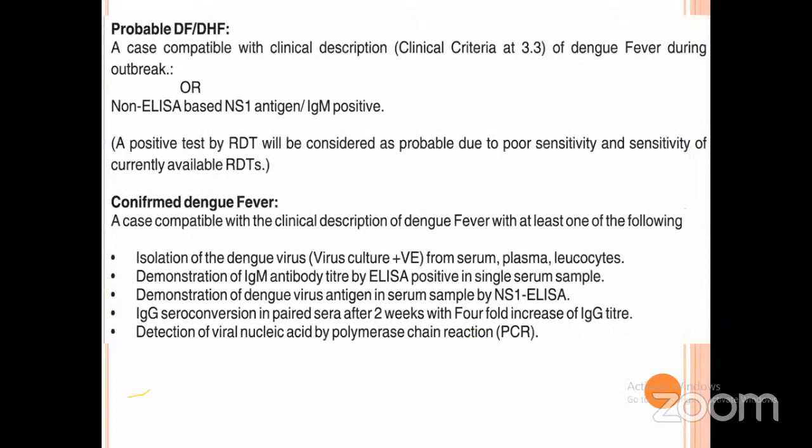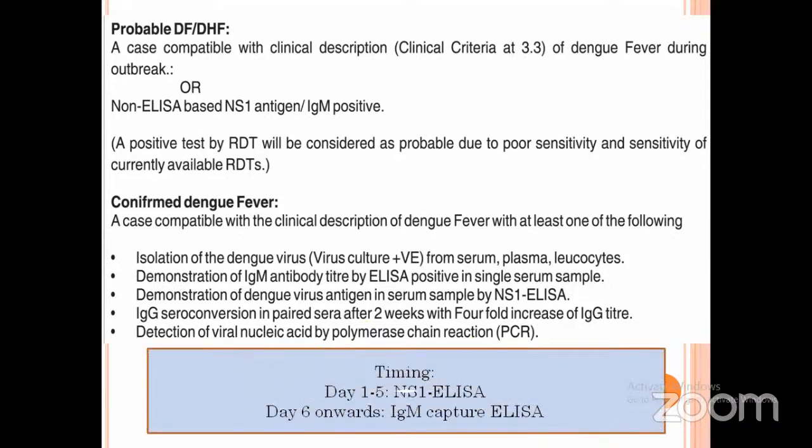Regarding confirmation of dengue, if you have a clinical picture suggestive of dengue, or a rapid test positive for NS1 or IgM, you can label them as probable dengue. But to confirm dengue, you need any one of the following: isolation of dengue virus, demonstration of IgM antibody by ELISA, NS1 by ELISA, IgG seroconversion after 2 weeks, or detection of viral nucleic acid by PCR. Unless we confirm by these methods, you cannot put the final diagnosis of dengue. The government will not accept that. So please make sure that when you are confirming dengue, you have done all these investigations, not the rapid tests.